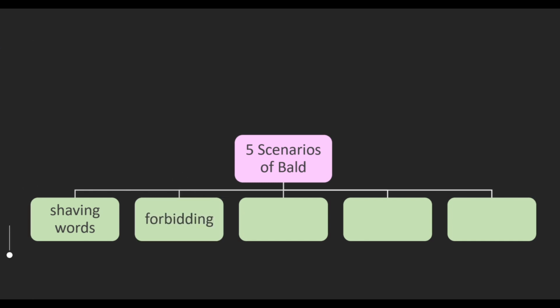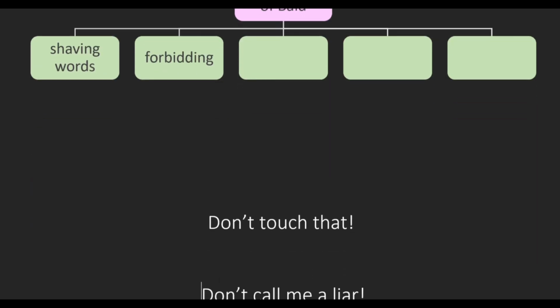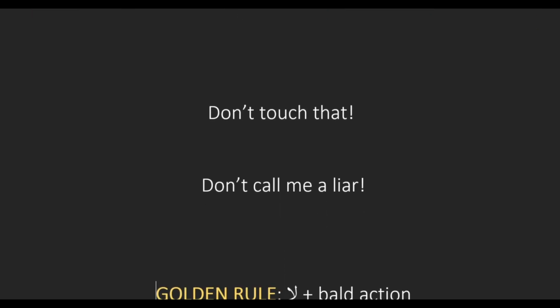What does it mean to forbid someone? To tell them not to do something. Yeah, forbidding is telling someone not to do something. So like, don't touch that, or don't call me a liar, right? You're telling someone not to do something. So that's what forbidding is. Okay. So how does forbidding look in Arabic?